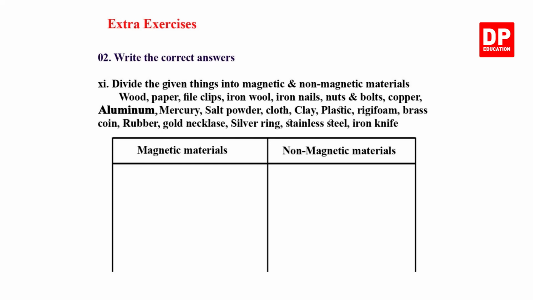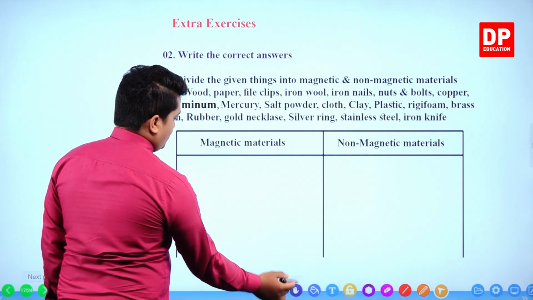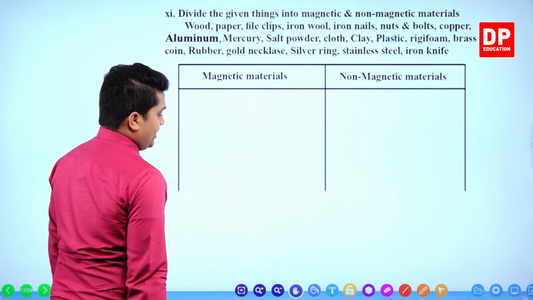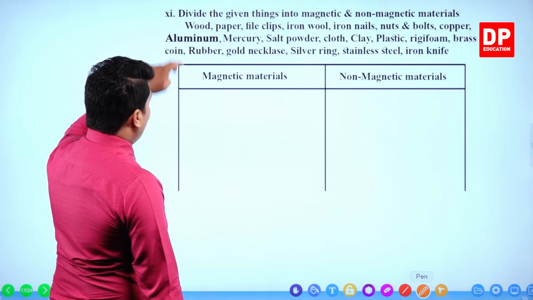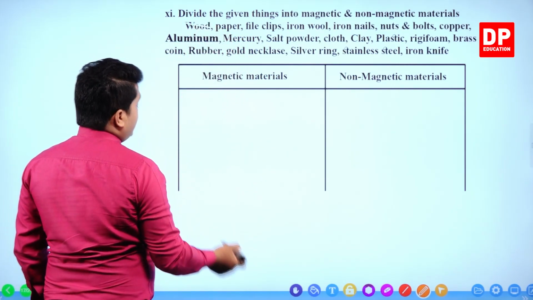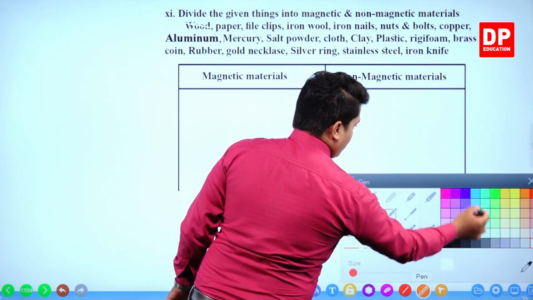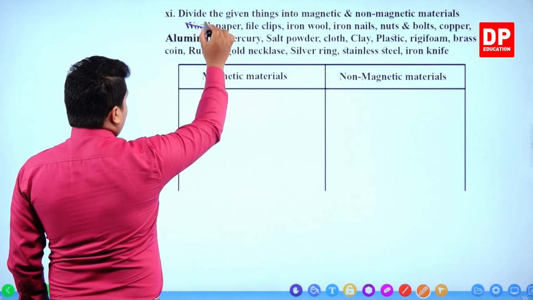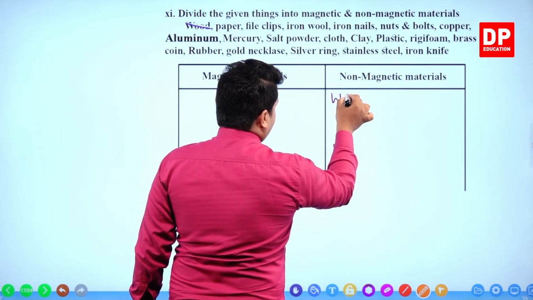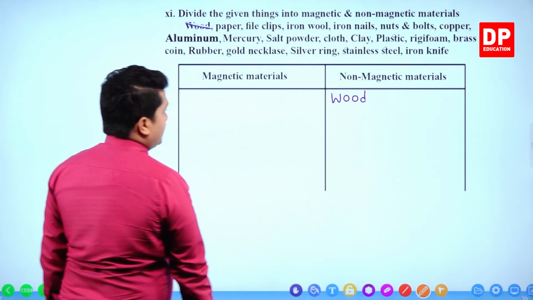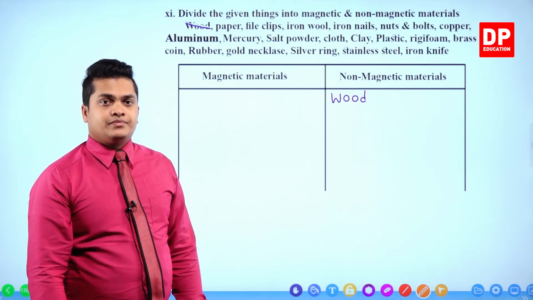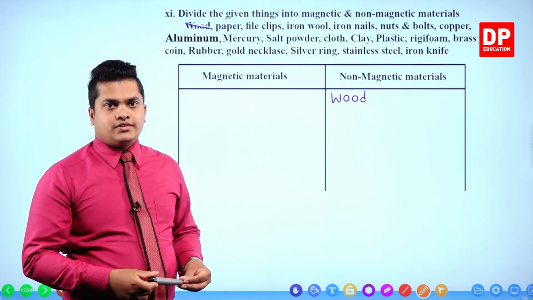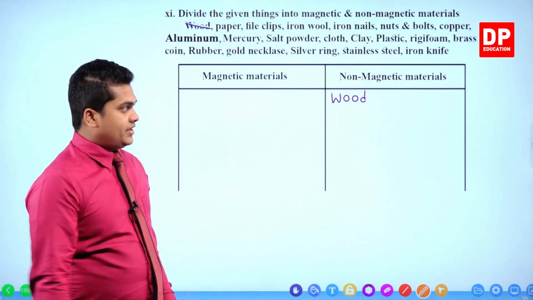So divide the given things into magnetic and non-magnetic materials. So we need to divide these things into magnetic and non-magnetic materials. First of all, you are given with wood. So you know that wood is a non-magnetic material. So I'll cut wood in here and mention it in here. Magnetic materials are the ones which are getting attracted towards a magnet. So wood is not getting attracted towards a magnet. So it is a non-magnetic material.